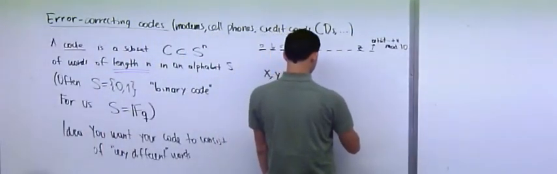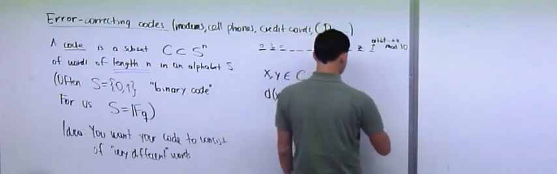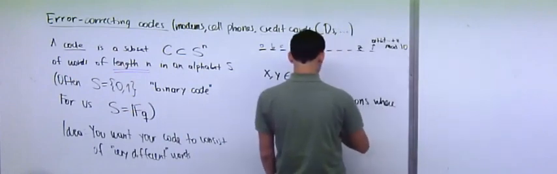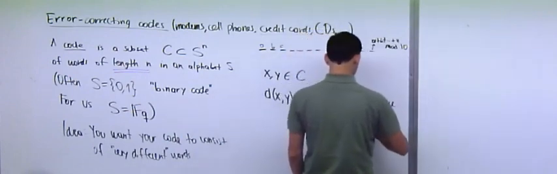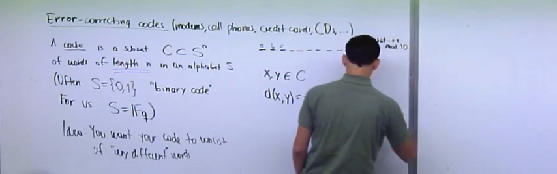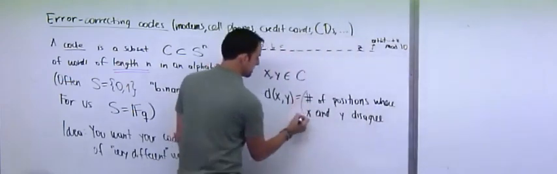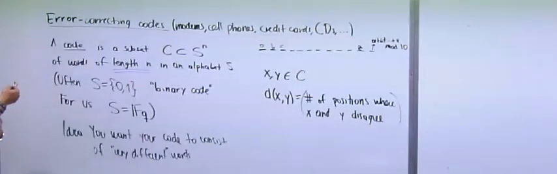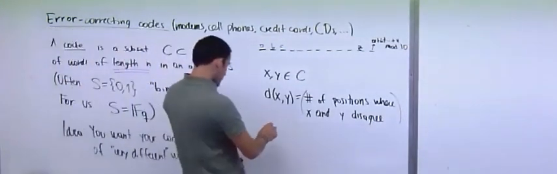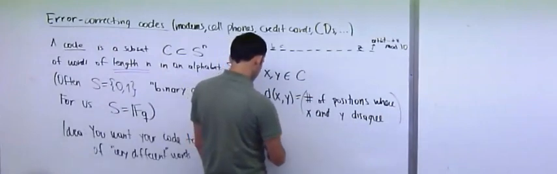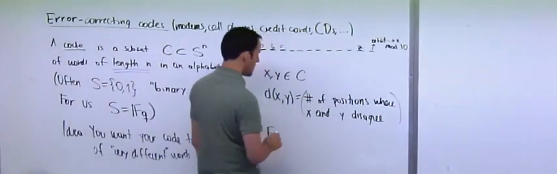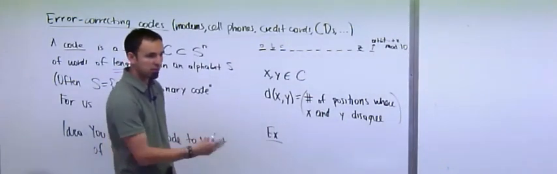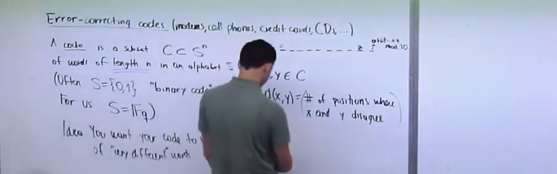Number of positions where x and y disagree. Where the ith coordinate of x and the ith coordinate of y are different. And I'll leave it as an easy exercise for you guys to check that this actually is a distance function, so that it does satisfy what you want a distance to satisfy, the triangle inequality.